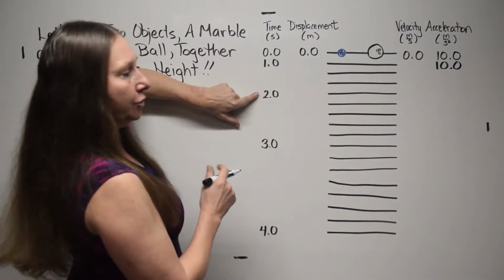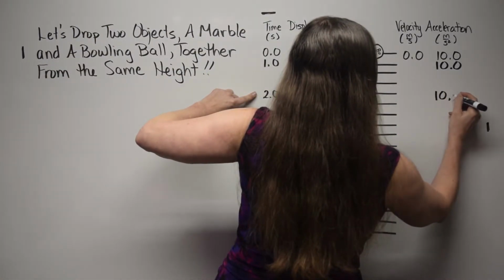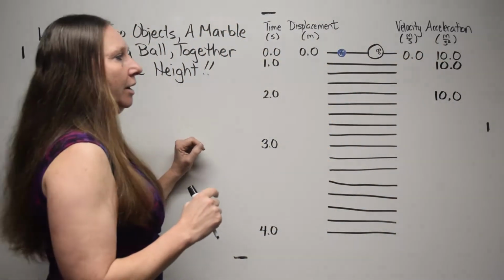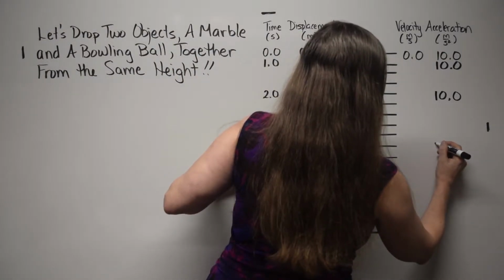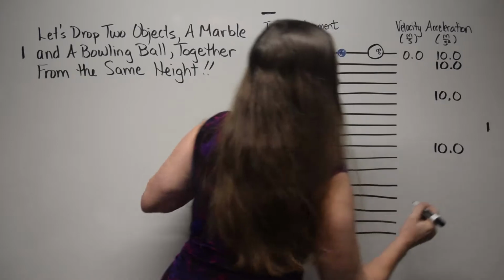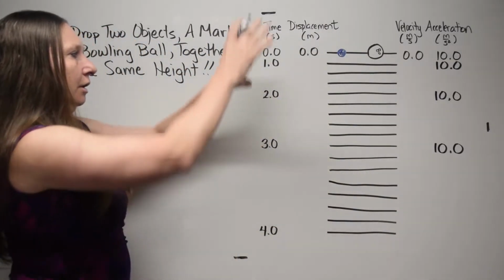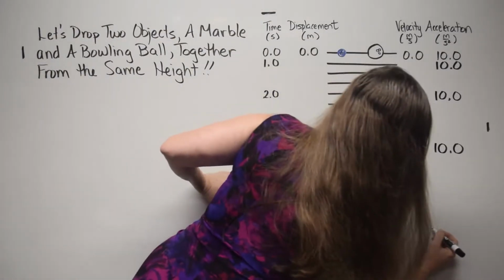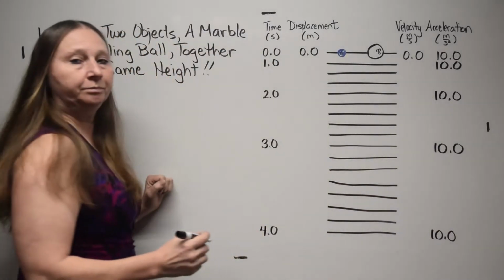All right, after 2 seconds, the acceleration is still 10 meters per second squared. See the unit, meters per second squared. After 3 seconds, the acceleration is still 10 meters per second squared. And after 4 seconds of falling in free fall, the acceleration is still 10 meters per second squared.